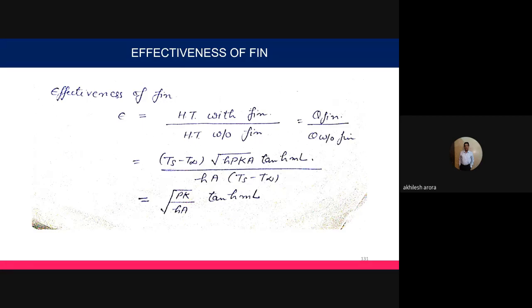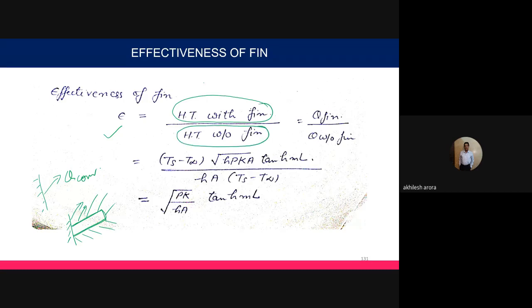Now, what is the definition of effectiveness of fin? It is defined as epsilon, which is equal to heat transfer with fin. Suppose this is the bare surface which is losing heat directly because of convection, and this is the surface where we have applied the fin, and here the heat transfer area has increased. Some heat is being lost from here, some heat is lost from here, and so on. So there is a much increase in the heat transfer with fin, and we are comparing it with heat transfer without fin. So basically it is equal to Q with fin divided by Q without fin. So heat transfer without fin.